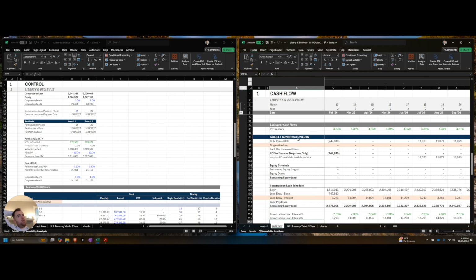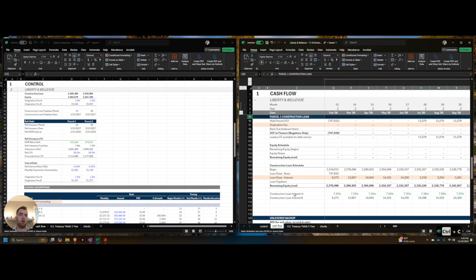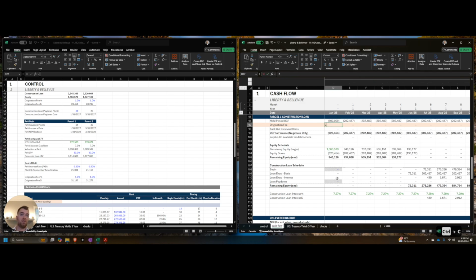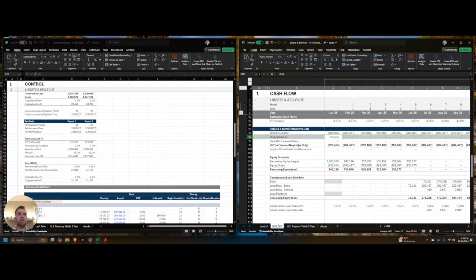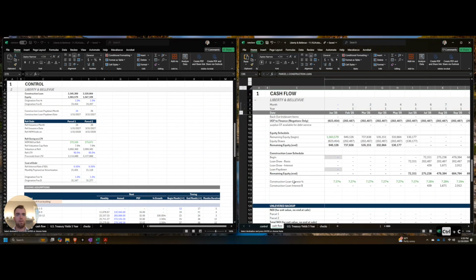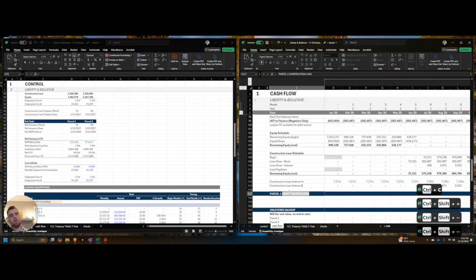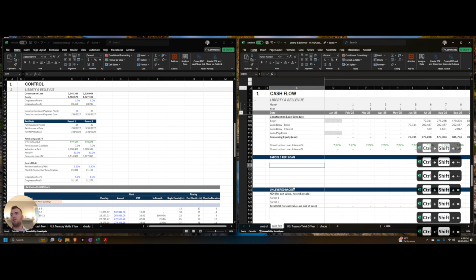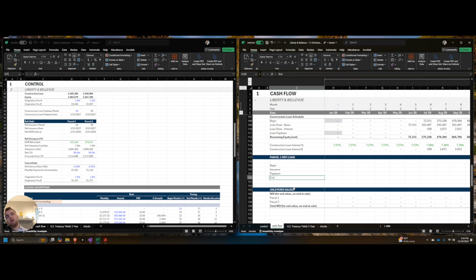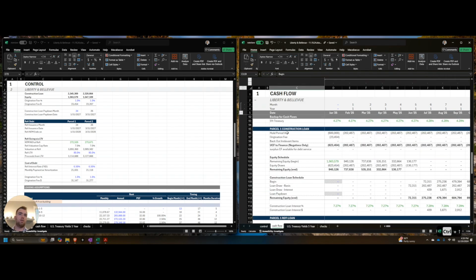All right. Parcel 1. So the interest draws are done. The origination fee stuff is done. Now we need the refi loan. So this is going to be a similar story. So this is going to be begin, issuance, pay down, end. That's really all you do.